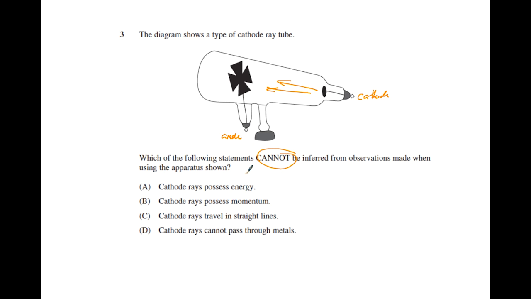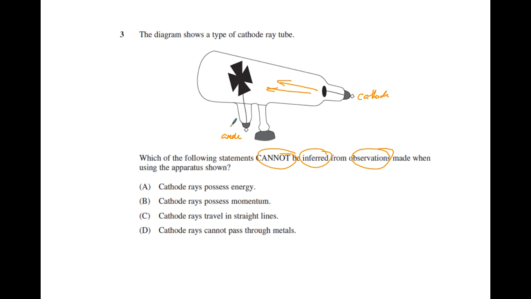The most important thing when you look at the question is that it cannot be inferred from observations. Okay, so what observation would you have? Well, you'd have a shadow here, and you'd know if there's a shadow here, that means the cathode rays are clearly going in a straight line. Secondly, the fact that we get a shadow means these cathode rays cannot pass through the metal substances here as well. The fact that they are moving and hitting and glowing over here means clearly we have some sort of energy over here.